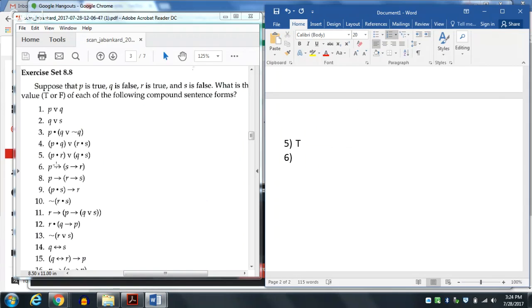Six, if P, then if S, then R. P is true, right? S is false, which means this conditional inside is true. Remember, anything can follow a false antecedent. So if S is false, then the inside is true, which means we have a true antecedent, we have a true consequent, right? So that's absolutely going to be true.